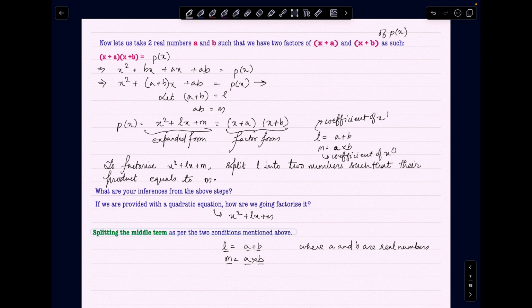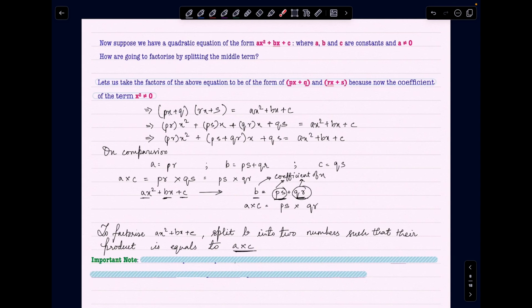Here, in the previous one I was writing: to factorize x square plus lx plus m, split L into two numbers such that their product equals m. Here also it is the same thing. See, instead of b I was writing L, instead of bx I was writing lx. So I was splitting L into two numbers such that their product equals m. Why is it m? Because it is 1 into m. Here also a into c is there, but here a is 1, since the coefficient of x square is 1. So it is 1 into m.